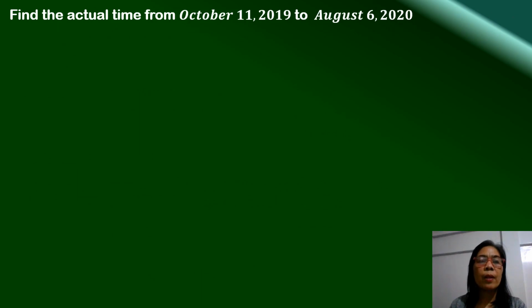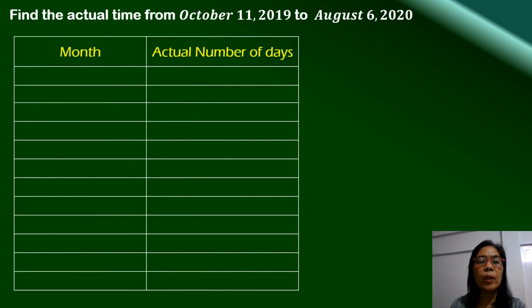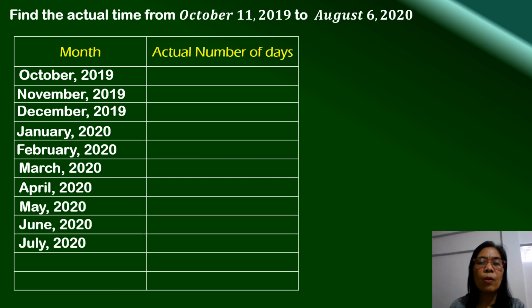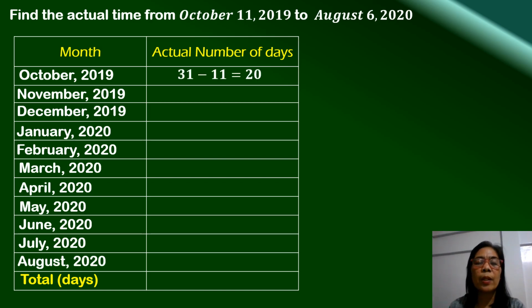Solving for the actual time from October 11, 2019 to August 6, 2020, we make the table showing the month and the actual number of days. So starting from October 11, 2019, then you have November 2019, December 2019, January 2020, up to August 6, 2020. So, starting from October 11, the actual number of days will be 31 minus 11 or 20 days.